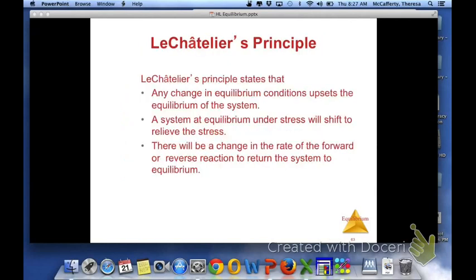Okay, so any change in the equilibrium conditions upsets the equilibrium system. A system under that stress is going to shift to relieve the stress and get back to equilibrium. There will be a change in the rate of the forward or reverse reaction until the system gets back to equilibrium, and then those two rates again will be equal.